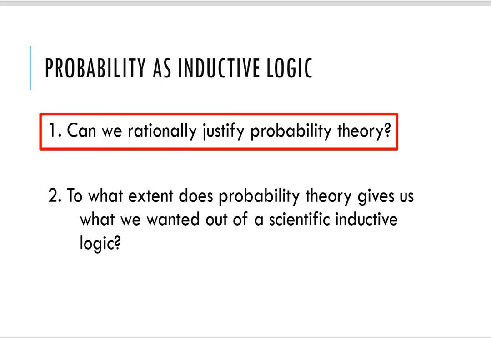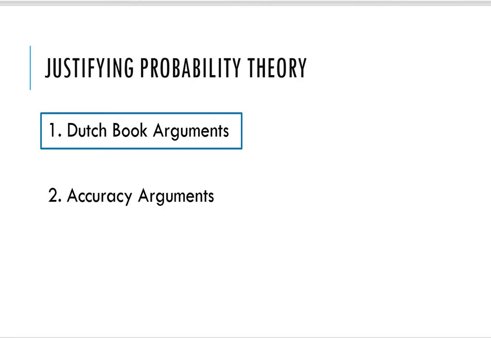And last time, we focused on the first question: can we rationally justify probability theory? We're going to continue to focus on that question in this video, and next week we'll turn to the second question. So there are two main attempts that we're going to look at to assess whether we can rationally justify probability theory. There are others we could look at too, but these two are particularly prominent attempts.